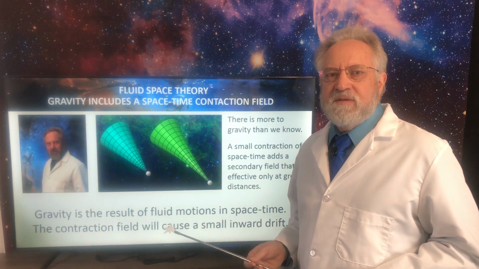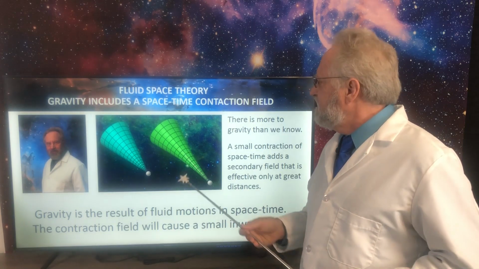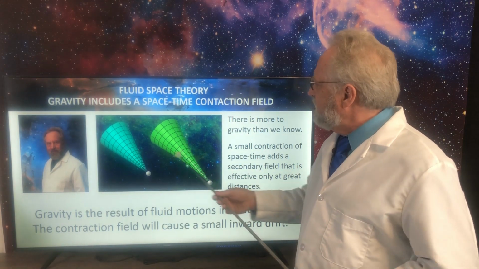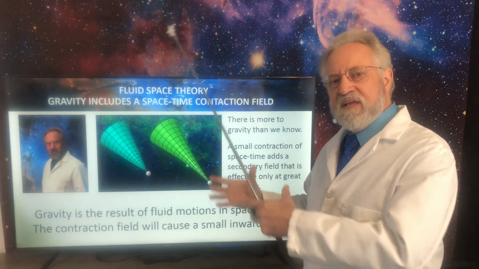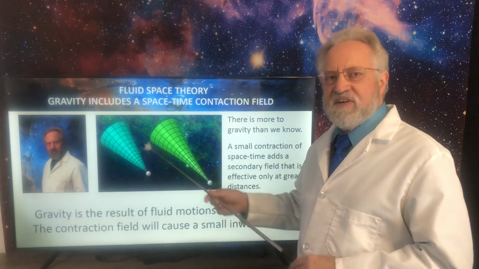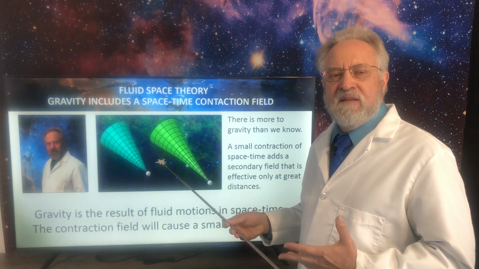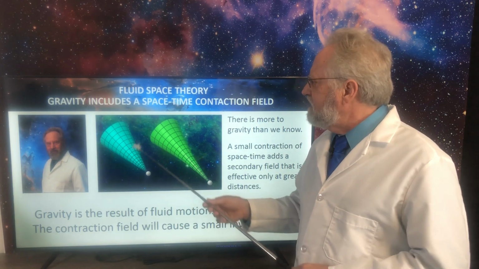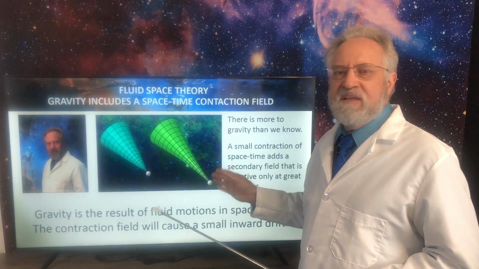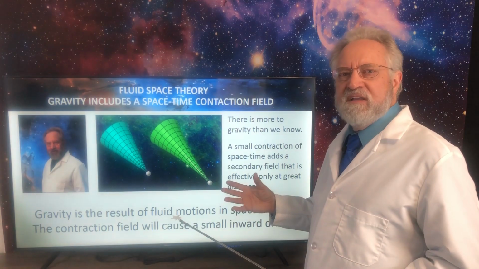Fluid space theory was developed to picture what's going on in a gravity field. And you do that by imagining space as a superfluid that's flowing down a funnel. Basically, it's spherical inflow, but you can take a slice out of that sphere, a cone-shaped section, and imagine it as a funnel flow. As the fluid flows down the funnel, it increases in velocity and becomes length contracted. And you get a length contraction field within the gravity field that changes the straight funnel into a hyperbolic funnel. And this contraction field will cause a small inward drift.